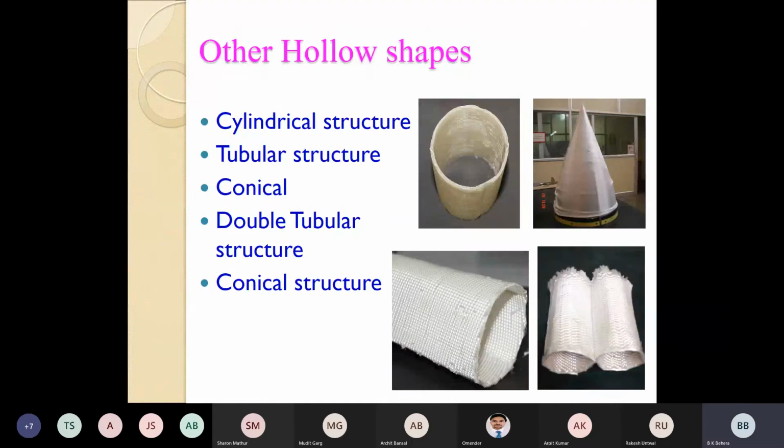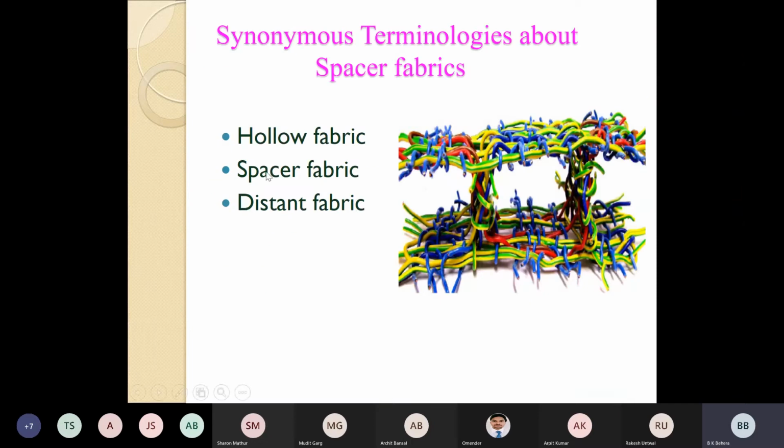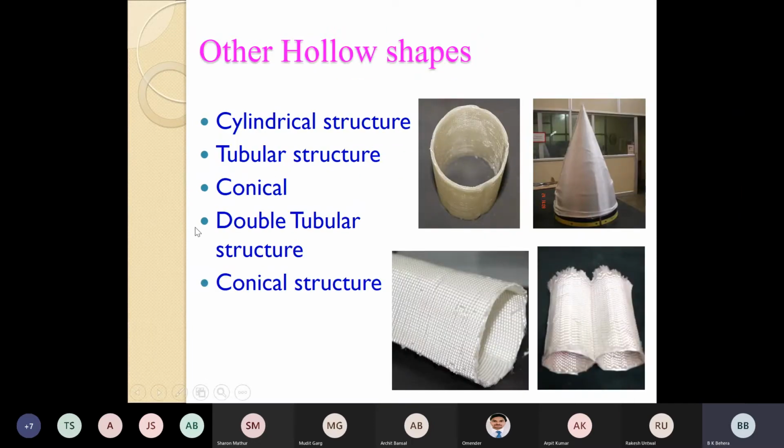There are many other spacers. It's not just the spacer that you see here. A spacer could be cylindrical, could be conical, could be double tubular. And also there are many complex spacers. I'll show you subsequently. Think of the radome of the aircraft.